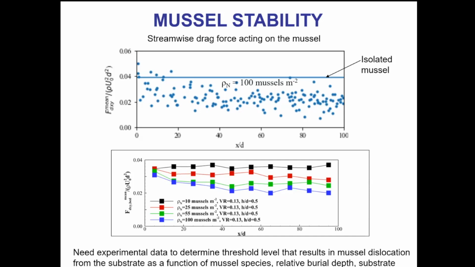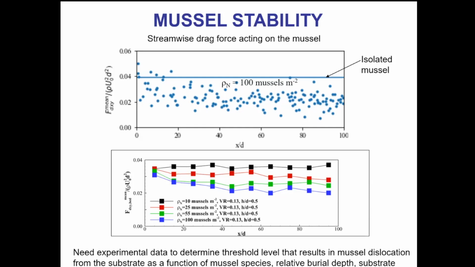This is true for relatively high muscle bed densities, 55 and 100, but when we go to a density of only 10 muscles per square meter, you can see that the drag force is more or less constant. Why is that? Because each muscle behaves as an isolated muscle. The flow is modified as it goes over the muscle, it recovers, and then when it goes to the next muscle, it's like the flow which the first muscle in the series experiences.